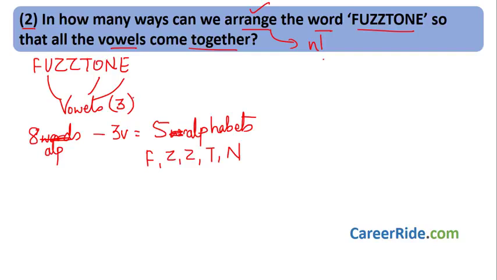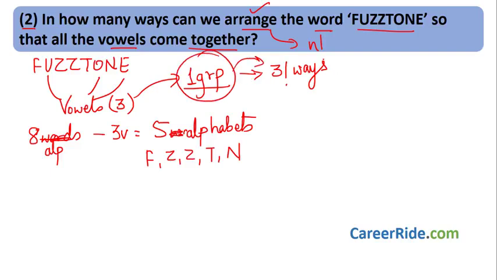Now these 3 vowels have to be together compulsorily. So consider this as one group. Just like we saw in the last sum, we wanted history books to be together, maths together, science together, so we consider everything as a single separate group. So consider the vowels as a single group. Now these vowels can be arranged within themselves in how many ways? 3 factorial ways. Why? We have seen that the 3 history books can be arranged within themselves in 3 factorial ways. Same way, these 3 vowels within the group can be arranged in 3 factorial ways.